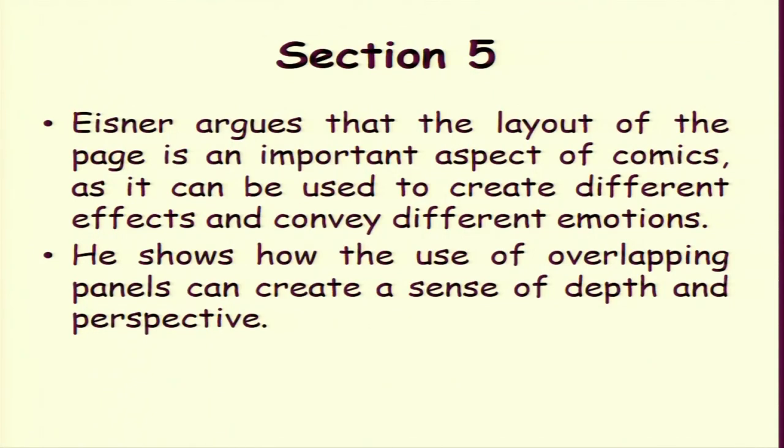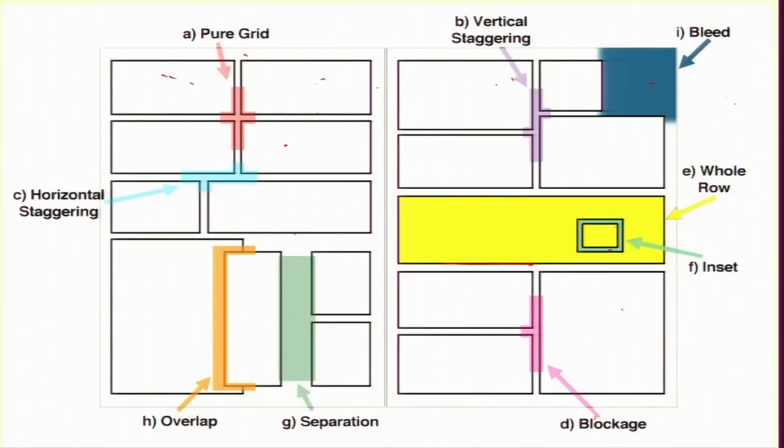Alright. So, here you see that in section 5, he is providing examples from his own work to demonstrate how the layout of the piece can be used to create different effects. For example, as I was talking about, he is showing how the use of overlapping panel can create a sense of depth and perspective. Eisner concludes the section by stating that the layout of the page is an essential aspect of a comic, and that it can be used to enhance the storytelling and emotional impact of a comic. So, overall, section 5 provides a detailed analysis of layout of the page in comics, and Eisner's discussion of the different ways that panels can be arranged, as well as his use of examples, highlights the importance of this aspect of the medium.